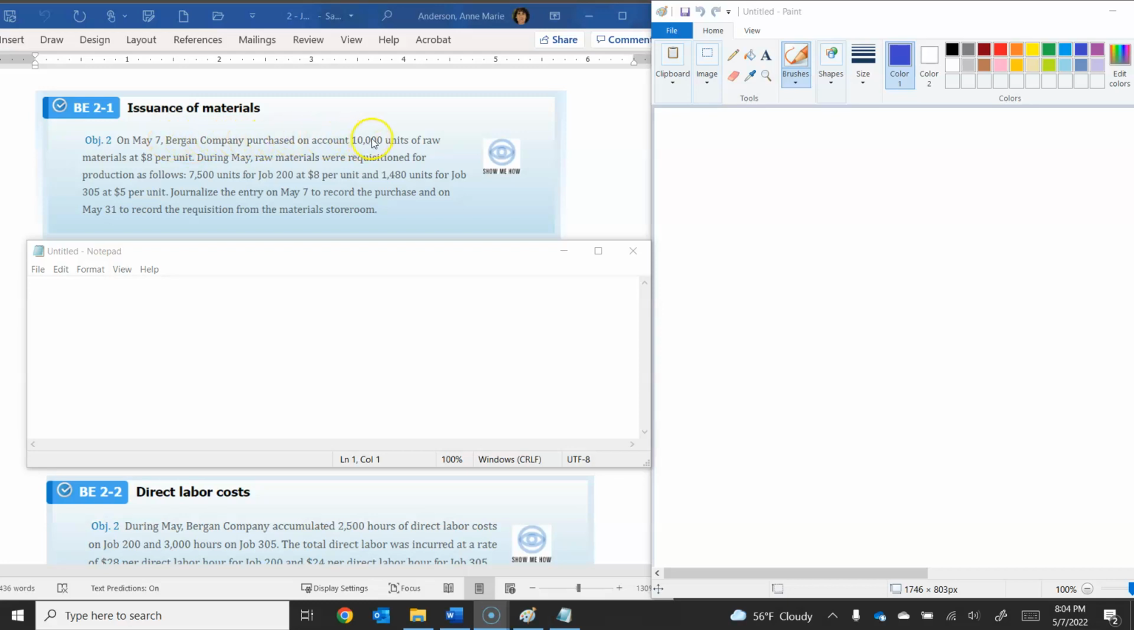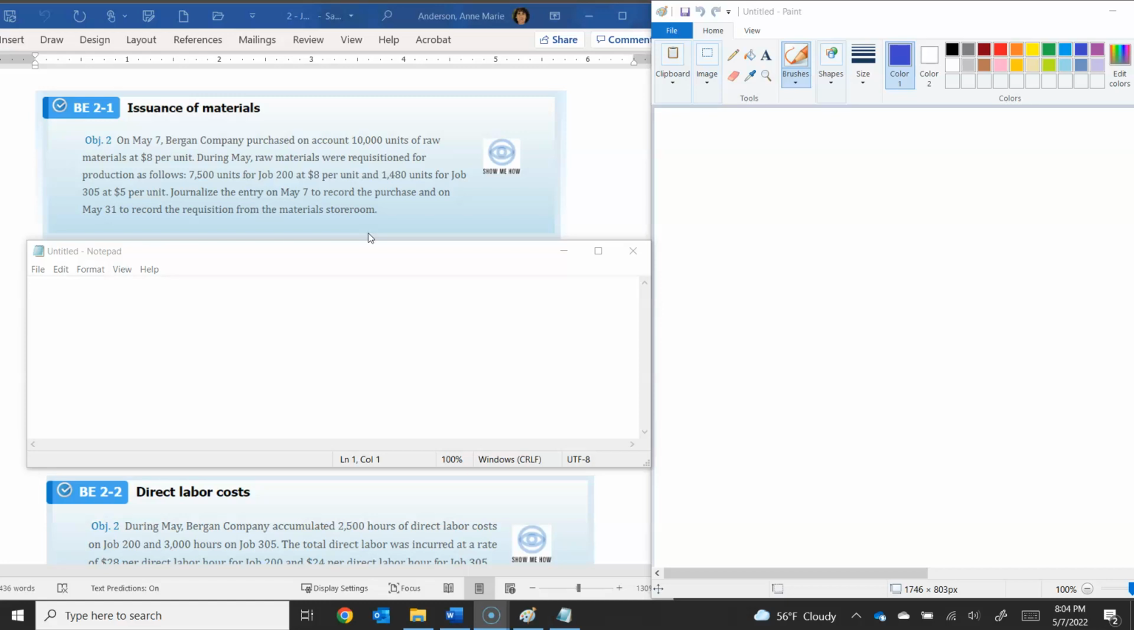So we've got purchased on account 10,000 units of raw materials. Oh, I'm lying to you. We are buying the materials first. During May, raw materials were requisitioned for production as follows. 7,500 went to this job at $8 a unit, and 1,480 went to this job at $5 a unit. And so they want you to journalize the entry to record the purchase first, and then to record the requisition for the material storeroom.